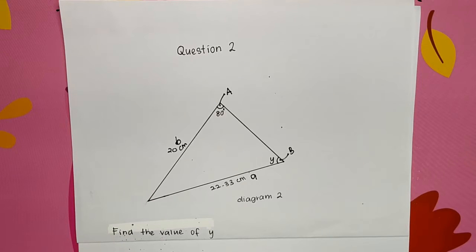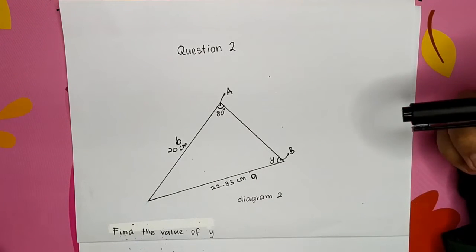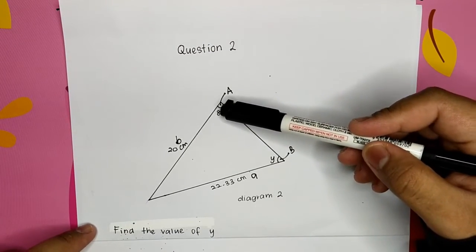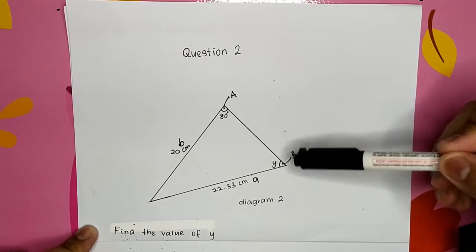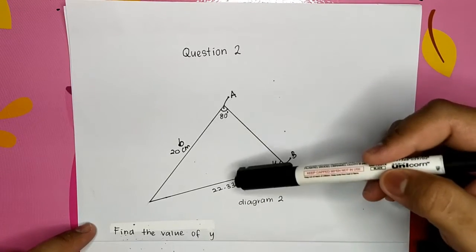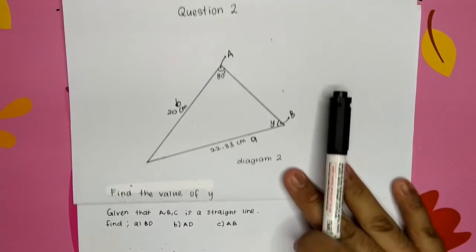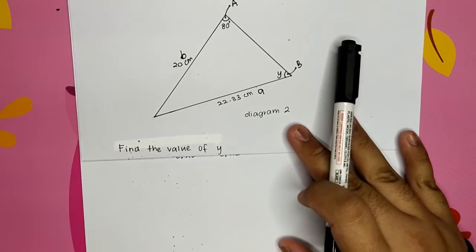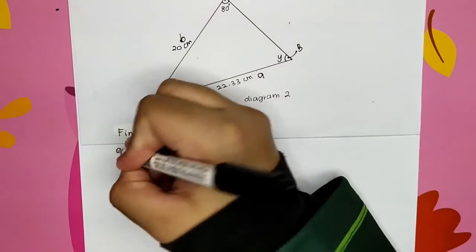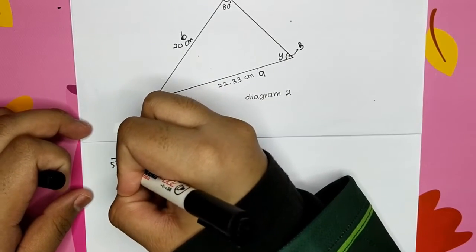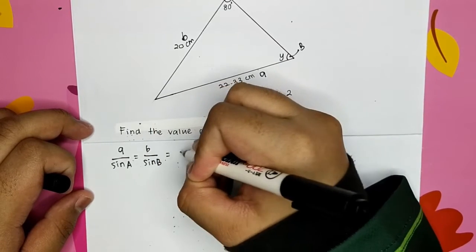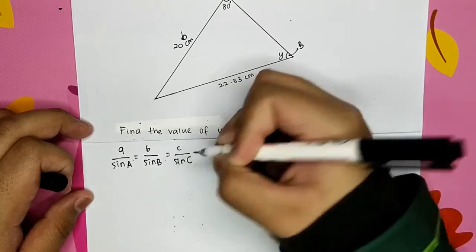Let's go to question number 2. Question number 2 asks us to find the value of y. So like before, I label this angle as capital letter A, this angle as capital letter B. The opposite side of this angle is small letter b, and the opposite side of this angle is small letter a. So the first thing that we do next is write the formula. What is the formula? The formula is a over sine A equal to b over sine B equal to c over sine C.